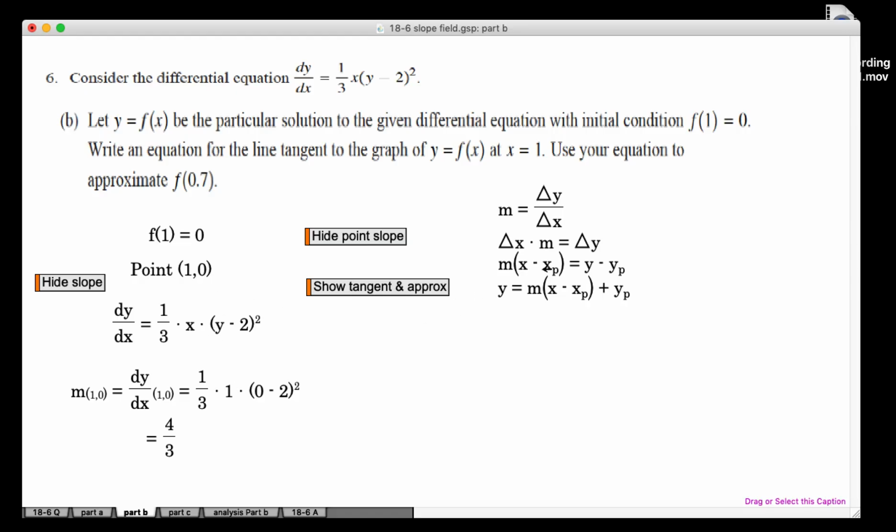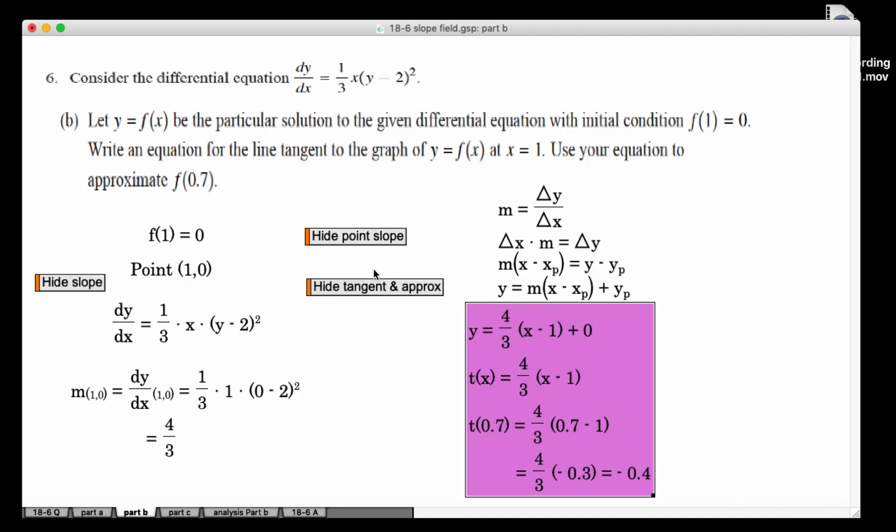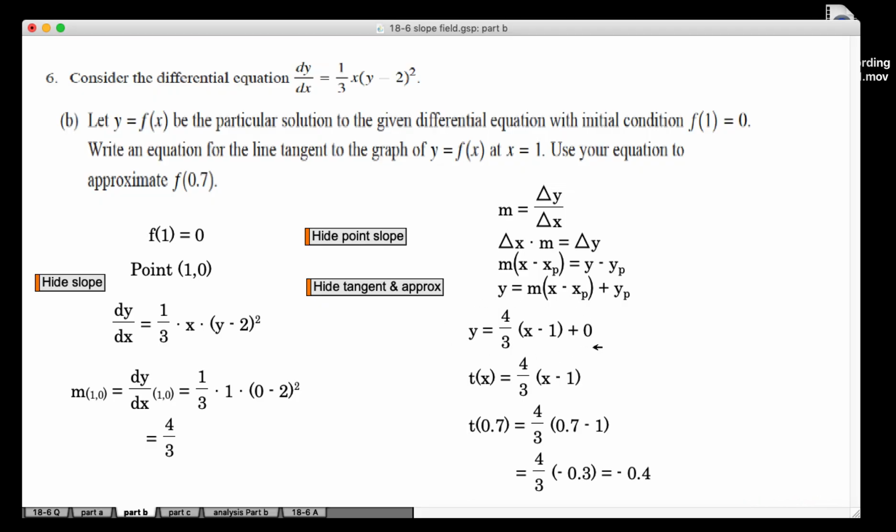I plug in 1 for x, 0 for y, and 4/3 for the slope. Now you can write it this way too, but you might get a little confused because when I move the y to the other side, it becomes positive, and then one of them is positive, one is negative. Don't worry about it. If you leave it in this form and change it afterwards, I just plug in 4/3, plug in the point, whatever it is. If it's positive or negative, just plug it in for x p, plug in the y coordinate for y p. Okay, so here's the equation of the tangent line.